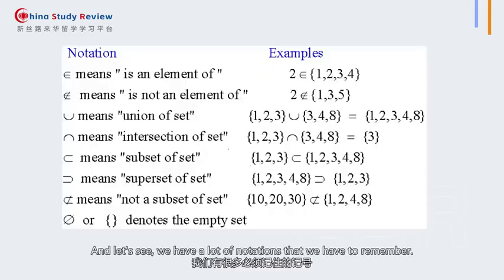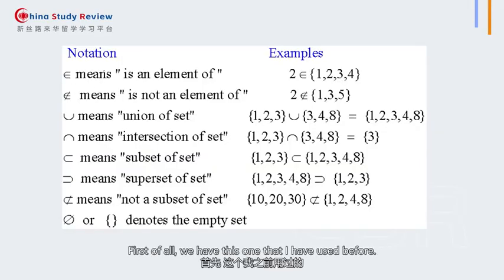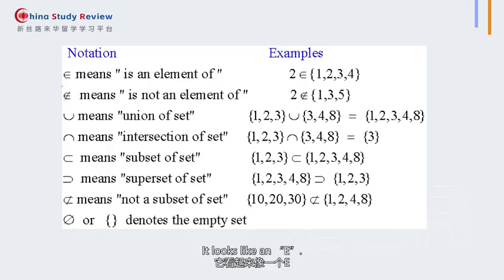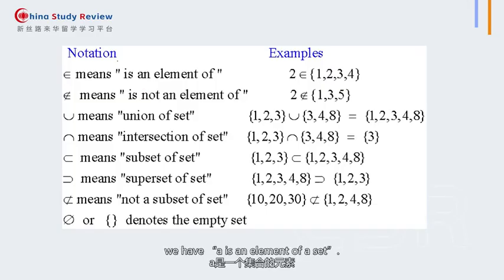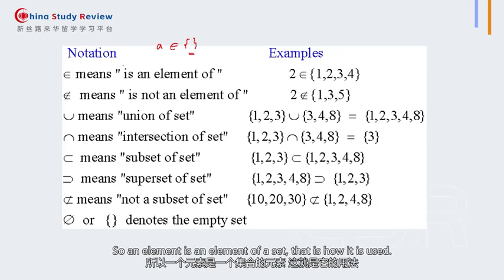Let's see, we have a lot of notations that we have to remember. First of all, we have this one that I have used before. It looks like an E. This E means "is an element of." For example, we have A is an element of a set, and this D here should be a set. So an element is an element of a set. That is how it is used.